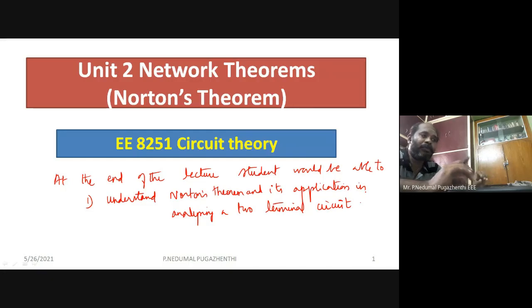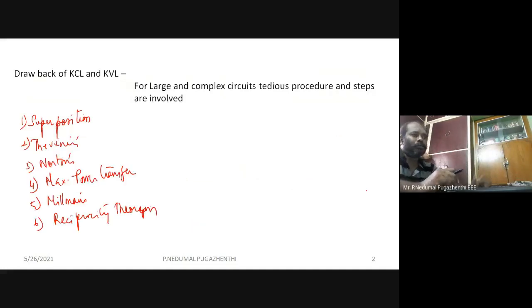So the objective of this lecture is that every student who is connected on this platform today would be able to understand Norton's theorem and its application in analyzing a two-terminal circuit. That's the objective, and the lecture will focus on fulfilling it. These theorems are available in your syllabus for electric circuit theory, and you go for these theorems because of the drawbacks of KCL and KVL.